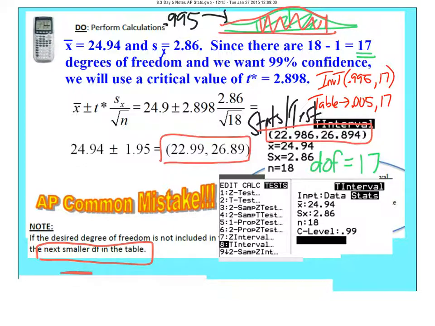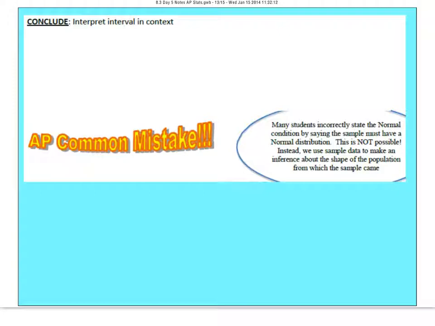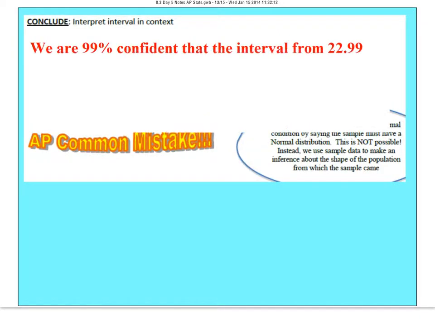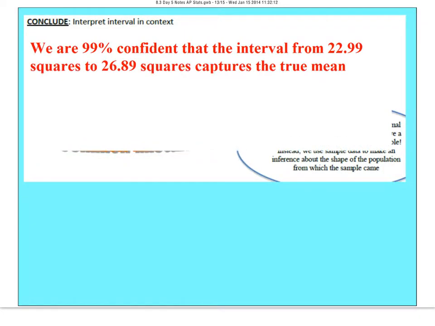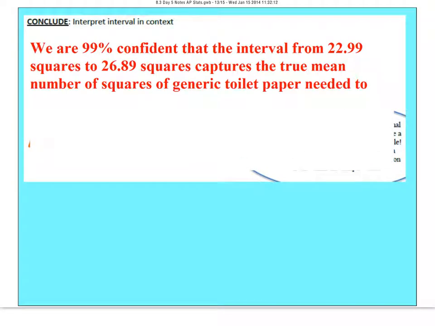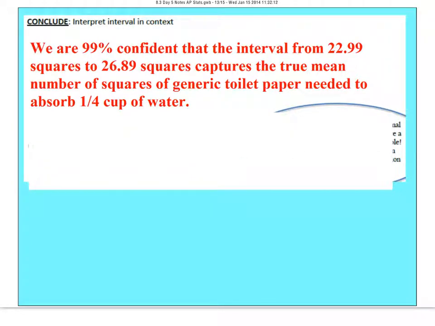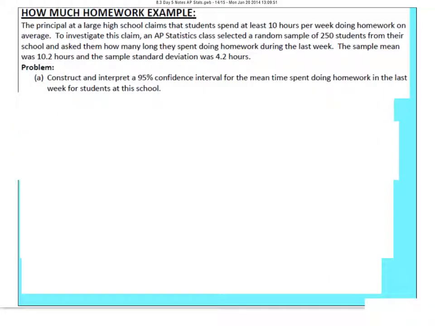Okay, let's wrap up with our conclusion for this. Don't forget how to do it. We are 99% confident that the interval from 22.99 squares to 26.89 squares captures the true number of squares of generic toilet paper needed to absorb a quarter cup of water. Just look at one more example and call this done.